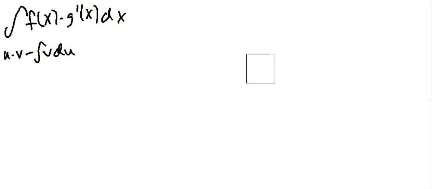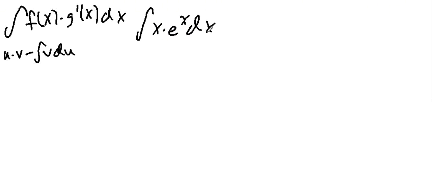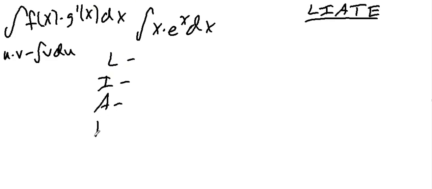Okay, so let's look at an example of this. If we have the integral of x times e to the x dx, we have to use integration by parts. So we're going to use an acronym to determine what u and v are, or dv for that matter. This acronym is going to help us determine which variable is which.